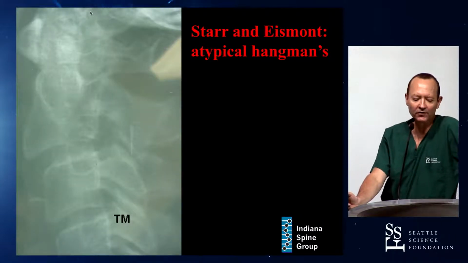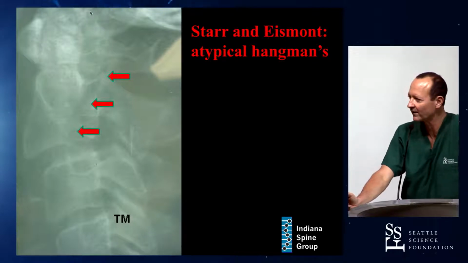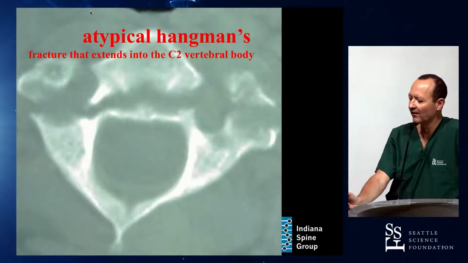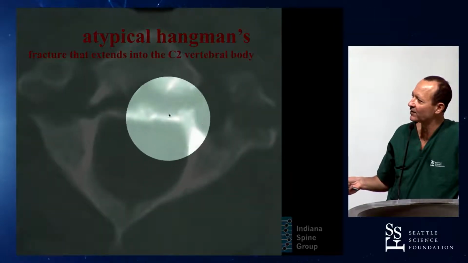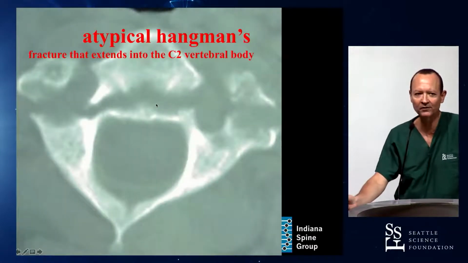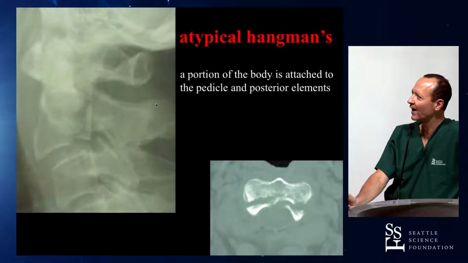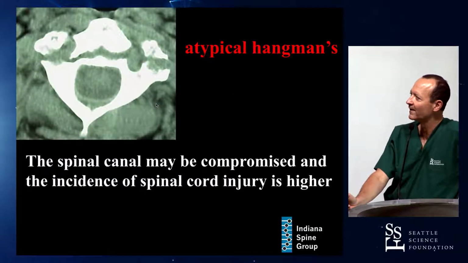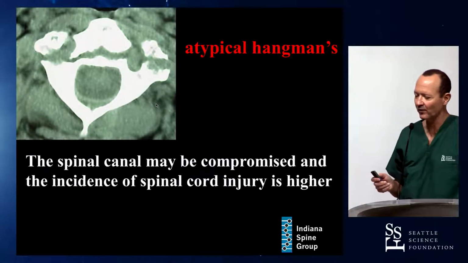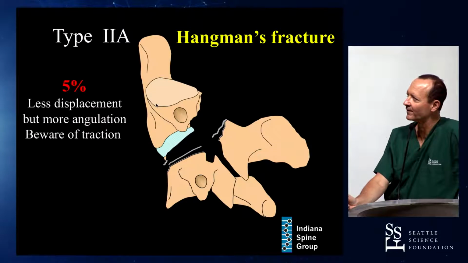Starr and Eismont described an atypical Hangman's fracture. As you see here, this fracture actually goes through the posterior vertebral body, and this was the fracture that I showed last night. These atypical Hangman's fractures are very interesting, and as you see here, the fracture is not through the pars interarticularis, but it includes the posterior vertebral body of C2, and so these are not canal expanding fractures. Starr and Eismont showed quite clearly this is a different variety and a very, very concerning type, an atypical type of Hangman's fracture, because of the increased incidence of spinal cord injury, and as you saw last night in that case, a very severe and potentially catastrophic spinal cord injury.